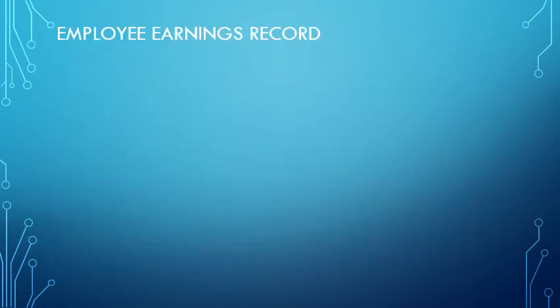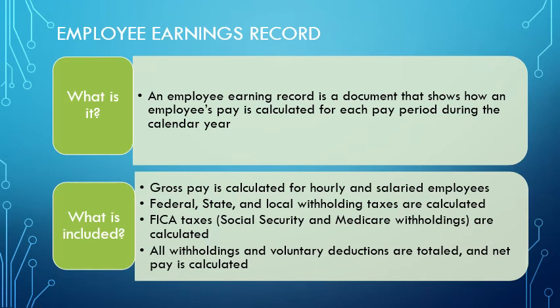Next is the employee earnings record. An employee earnings record is a document that shows how an employee's pay is calculated for each pay period during the calendar year. And the elements that are included are gross pay, which is calculated for hourly and salaried employees. Federal, state, and local withholding taxes are calculated. FICA taxes, which are Social Security and Medicare withholdings, are calculated. And all withholdings and voluntary deductions are totaled, and net pay is calculated.